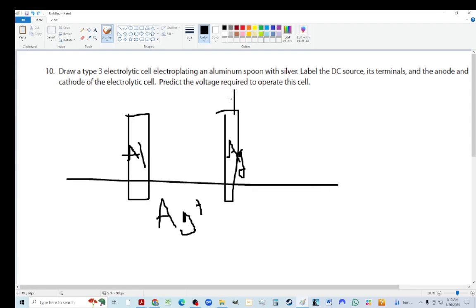Since the electrons are going this way, and I know they're going this way because Ag+ has to plate onto this.